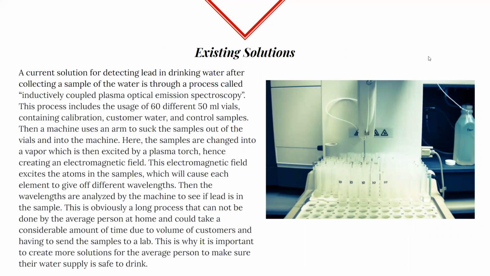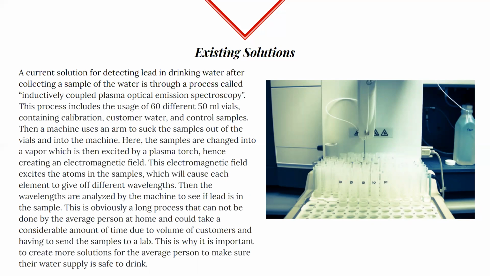Existing solutions. A current solution for detecting lead in drinking water, after collecting a sample of the water, is through a process called inductively coupled plasma optical emission spectroscopy. This process includes the usage of 60 different 50 milliliter vials containing calibration, customer, and control samples. The machine uses an arm to suck the samples out of the vials and into the body of the machine.